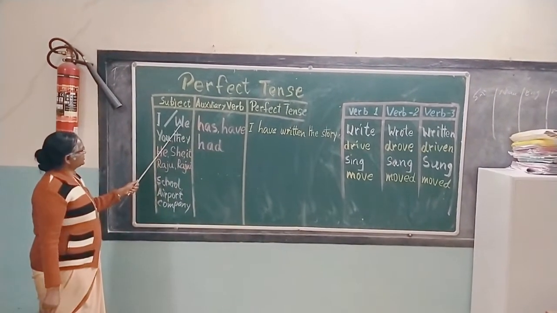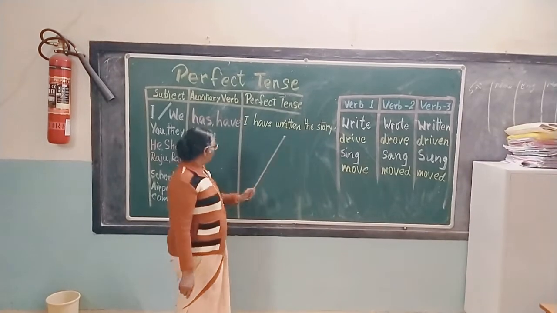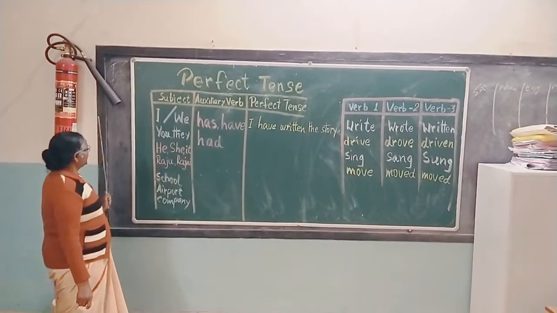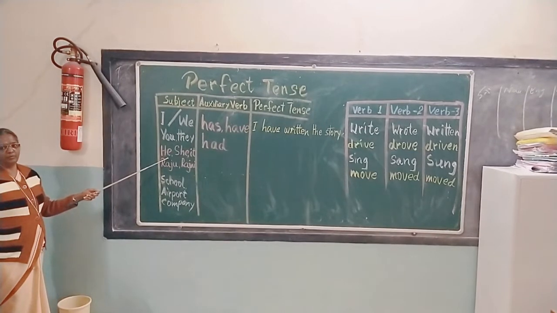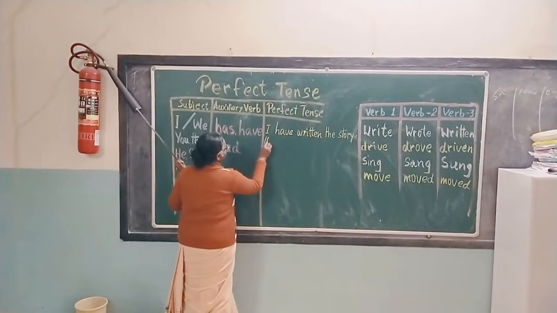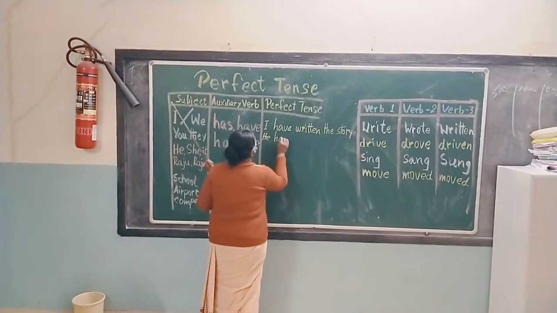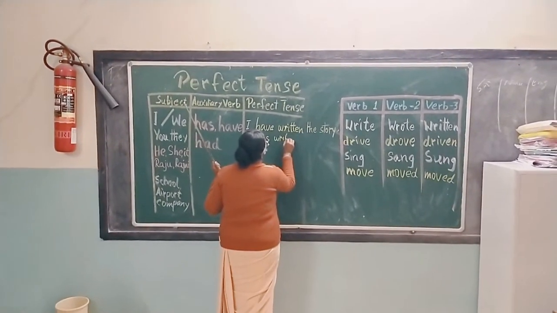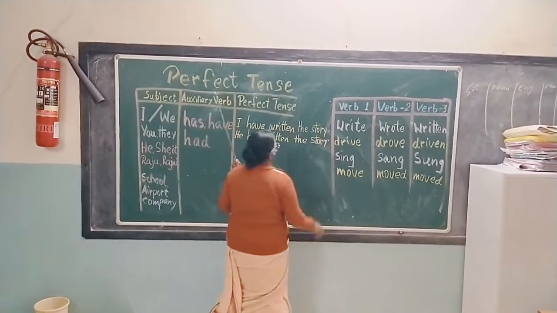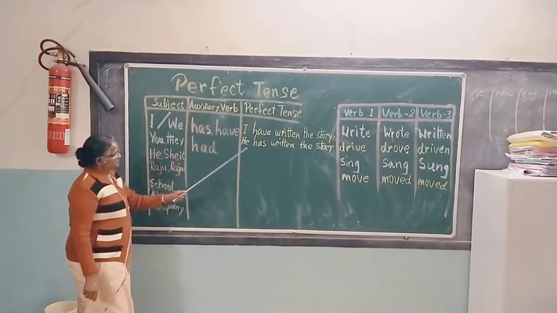If I use the subject we, it will be the same. We have written the story. Now if I take the subject you, you have written the story. If I take the third person, he, then what I need to use, I have already taught you, is has. He has written the story. Very easy to remember. He has written the story.